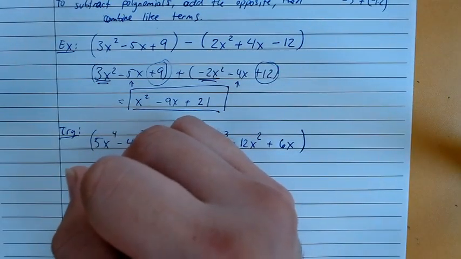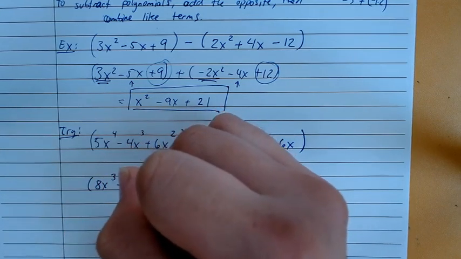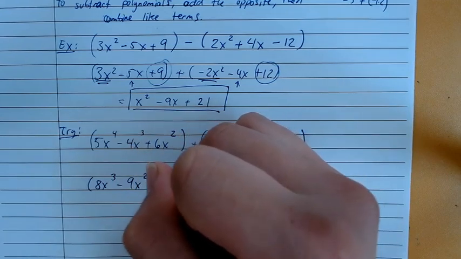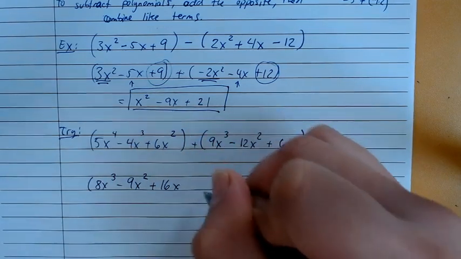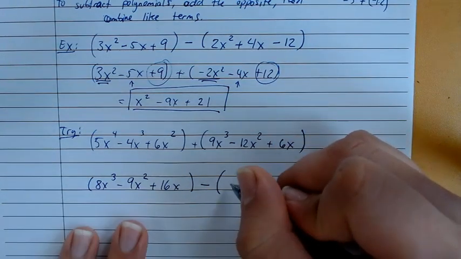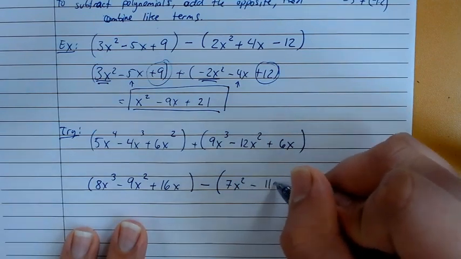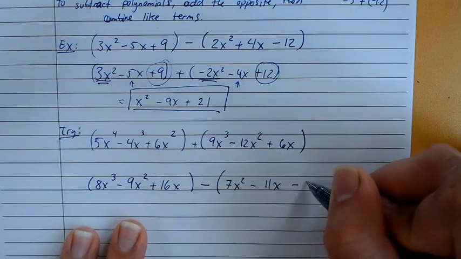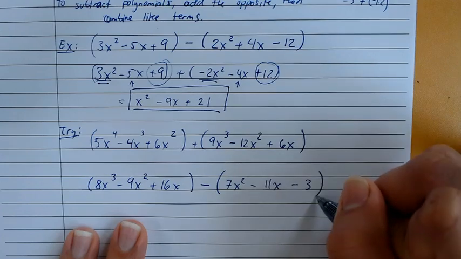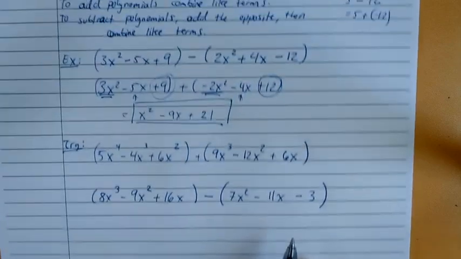Go ahead and subtract 8x to the power 3 minus 9x to the power 2 plus 16x. And then we're going to say minus. Let's take 7x squared minus 11x minus 3. Okay, go ahead and give those a try. Go ahead and pause the video and go through those.